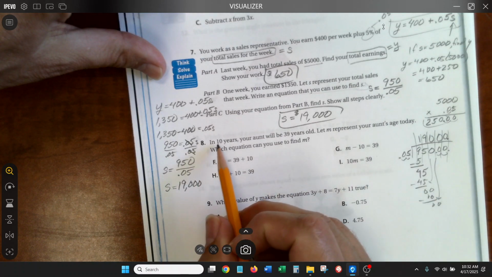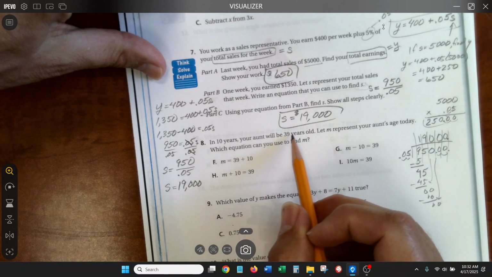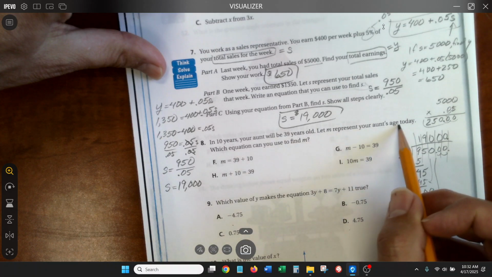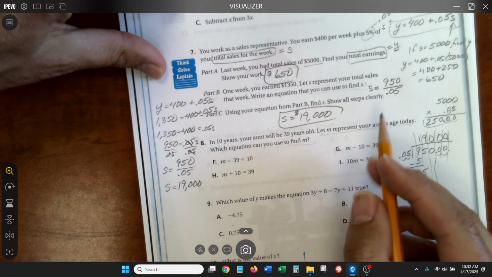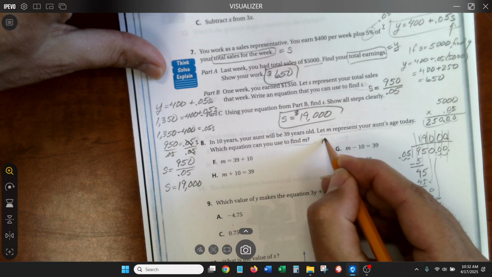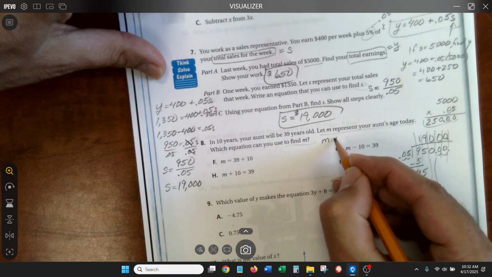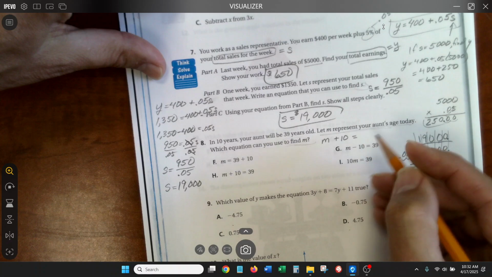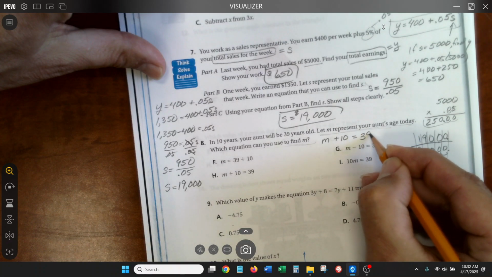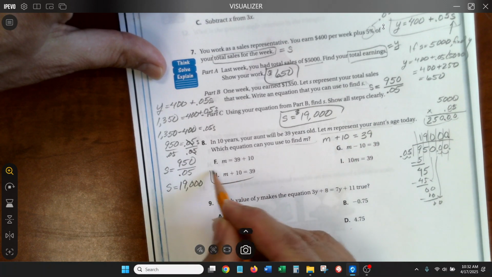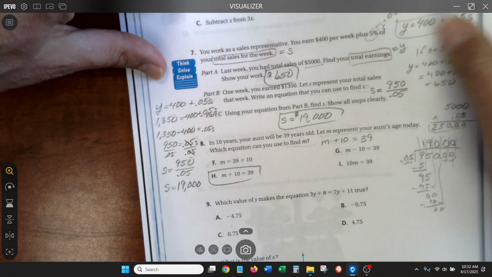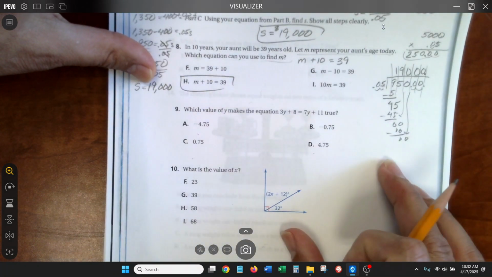Okay, number 8. In 10 years, your aunt will be 39 years old. Let M represent her age today. Which equation can you use to find M? So if M is the age today, if we add 10 years to that, then our aunt will be 39 years old. So that's all we're looking for. M plus 10 is equal to 39.